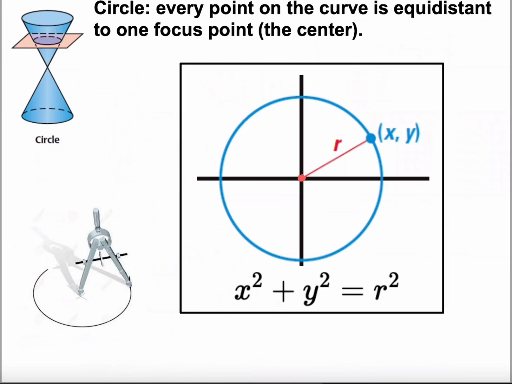And we learned by the Pythagorean theorem that every point on a circle, we can think of as an x and a y point. x squared plus y squared equals r squared, and that basically is the formula for the circle. So x squared plus y squared equals r squared is the equation for a circle.